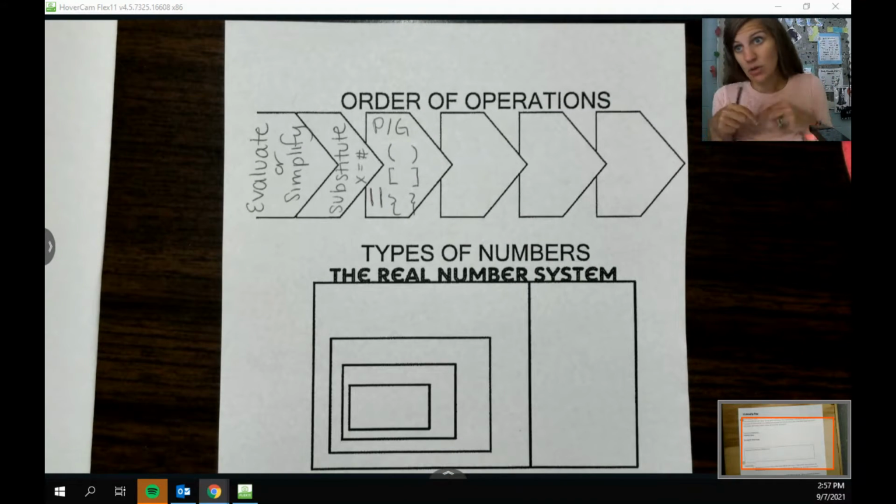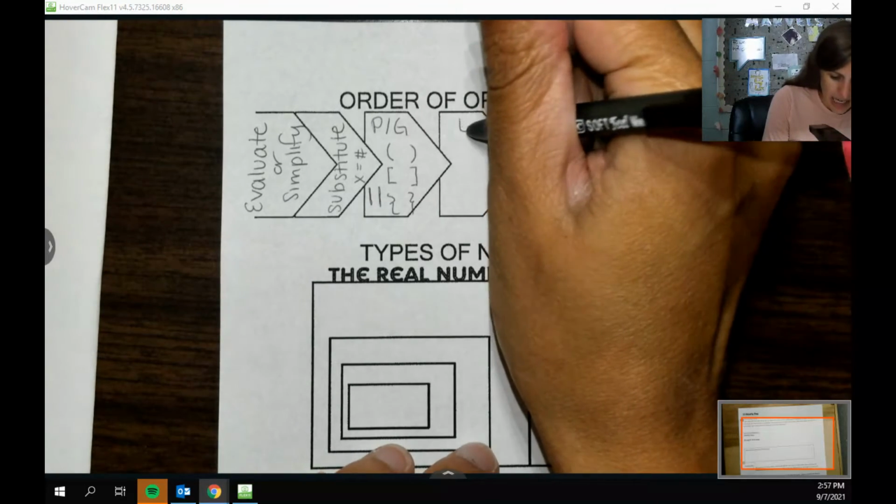Anything inside of those, you need to do that first, which might mean you have to reevaluate the order of operations again. If you look inside the parentheses and there are more parentheses, then you go inside that set, and you might have to reconsider after that. So the next thing that we're looking for are exponents.